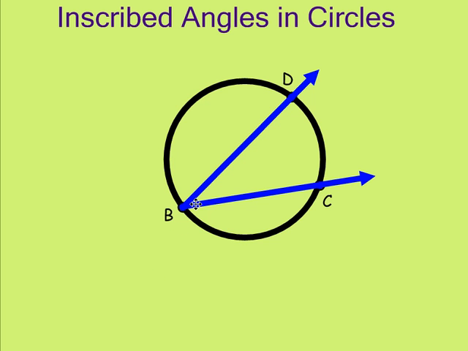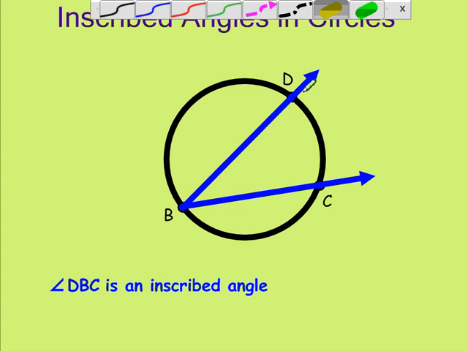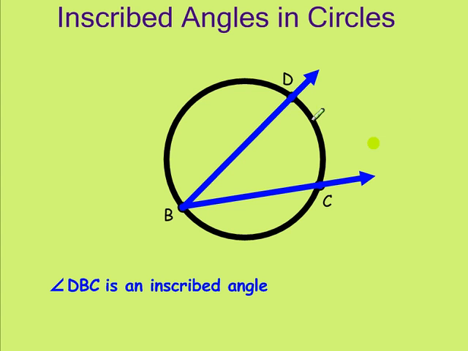It's an angle whose vertex lies on the circle. So angle DBC is an inscribed angle. We also have other special features of inscribed angles. And this arc that's contained by the inscribed angle is called the intercepted arc. You can think about this in terms of football and interception. You catch a pass, so you can think of this angle as catching this arc.